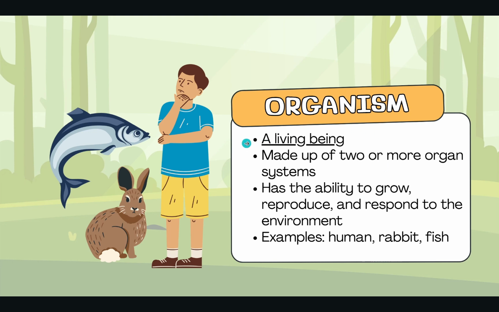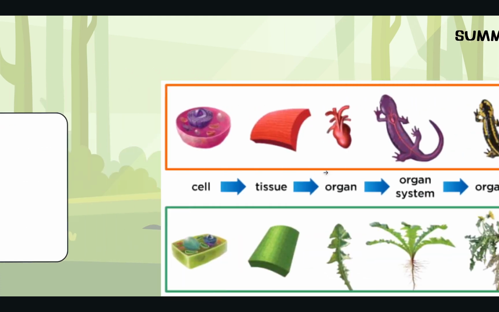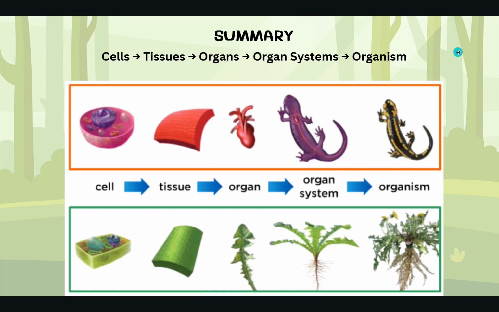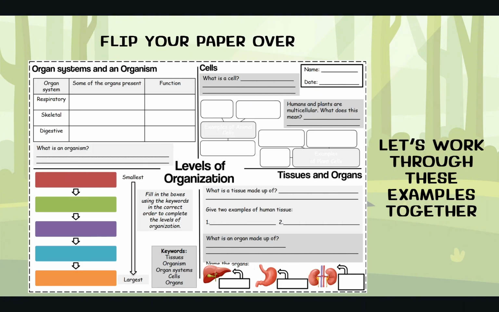But yeah, for now, organism is a living being made up of 2 or more organ systems. So, in summary, and this has plants in it as well, cells make tissues, tissues make organs, organs make organ systems, organ systems make organisms. Make sure you know this. Cells form tissues, tissues form organs, organs, organ systems, organisms. Okay? So let's flip your paper over.